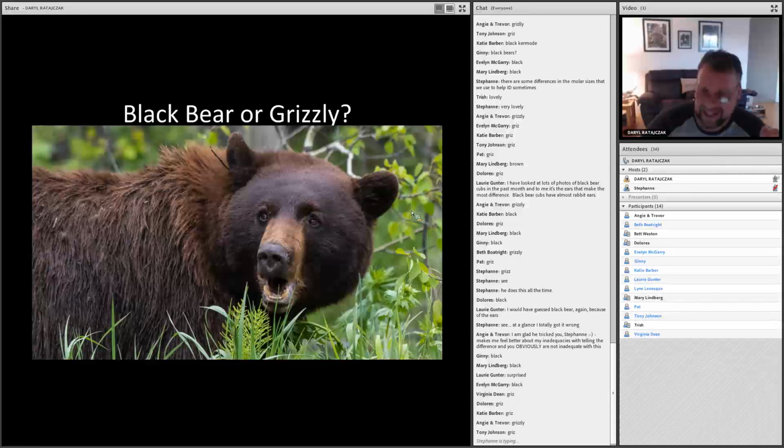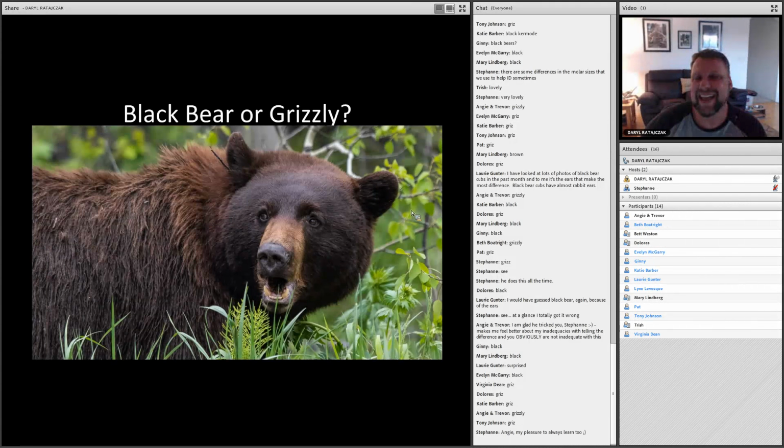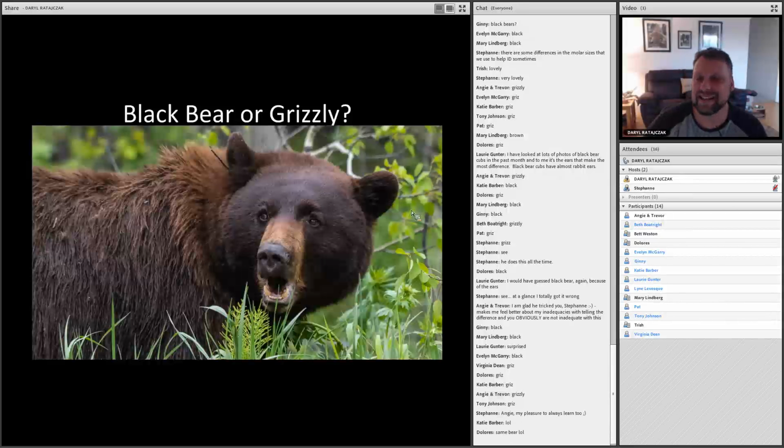Believe it or not, and I laugh because this is the same bear as this one. Depending on which way that bear turns, again, it's an art form, and one picture can absolutely fool you. And I've been fooled before. Stephanie's been fooled. Gotcha, Steph. It becomes one of those things where you just have to look at lots and lots of pictures, and then you begin to really differentiate.